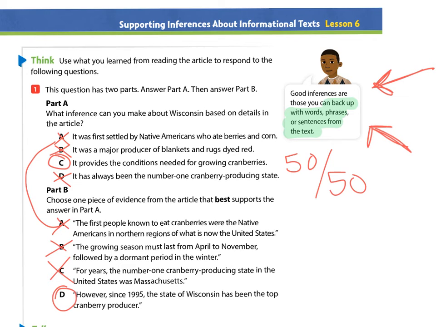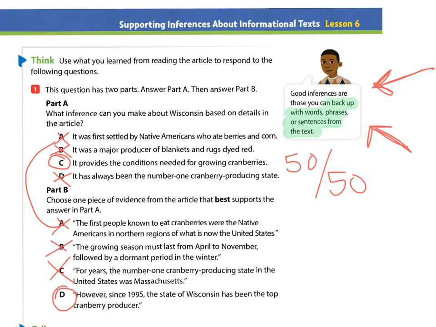B, it was a major producer of blankets and rugs dyed red. Well, I don't think that answers anything about Wisconsin, so I crossed it out. Look at C. It provides the conditions needed for growing berries. I'm thinking that it must be the type of environment where cranberries need to grow since they grow so many there. I'm going to circle that one, and you can see I did that. D, it has always been the number one cranberry producing state. Well, I think D is the distractor. It is not the strongest answer. So I circled C in part A.